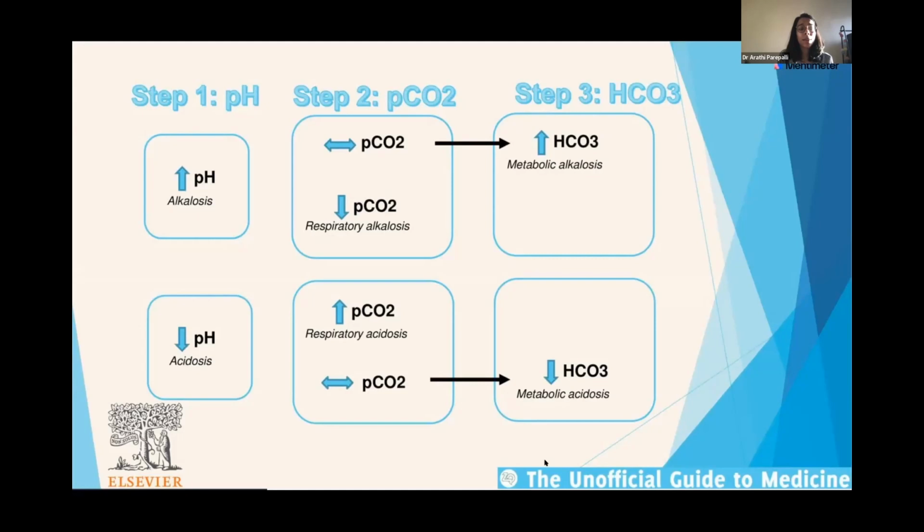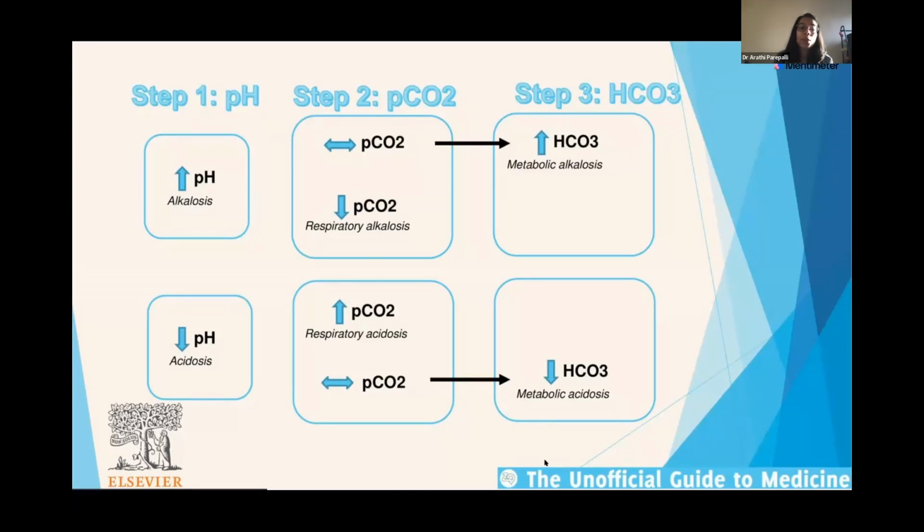And then we'll go on to when your pH is low. When your pH is low, that's acidosis. We'll go on to look at PCO2. Like I said, if you've got high levels of CO2 in your blood, then you're acidotic. That would give you an explanation for why you've got this acidosis, so that'd be respiratory acidosis.